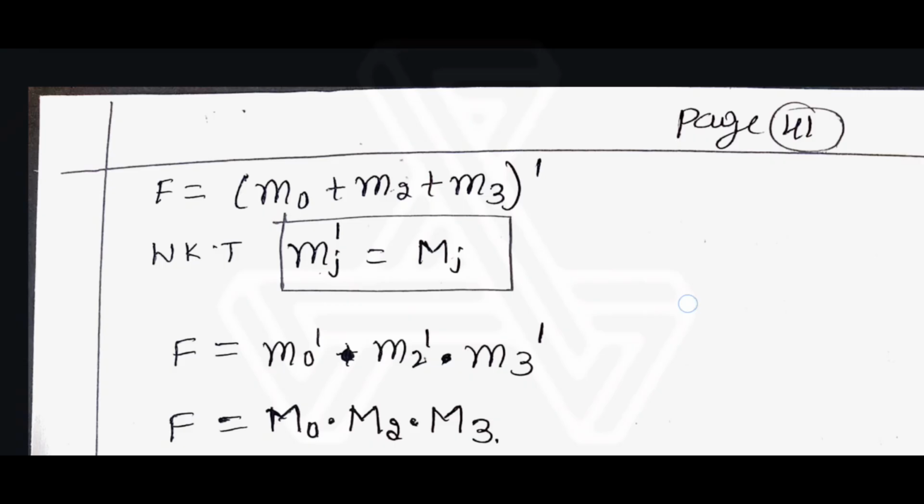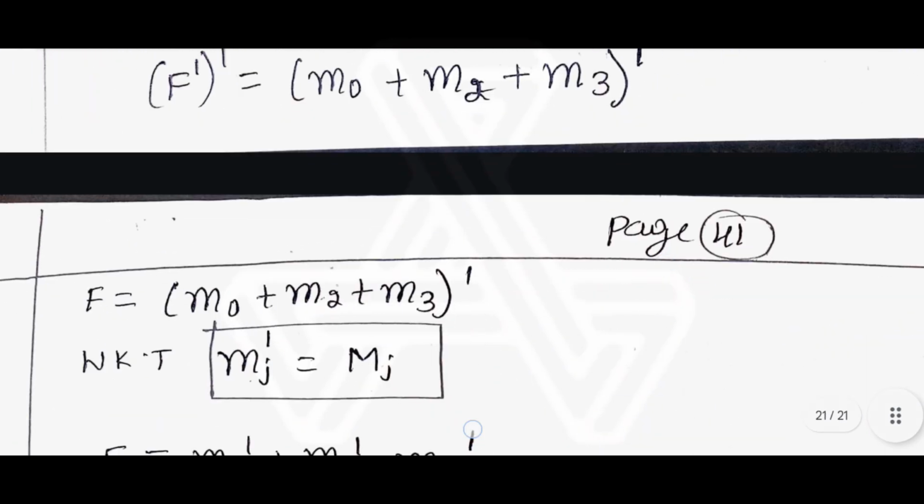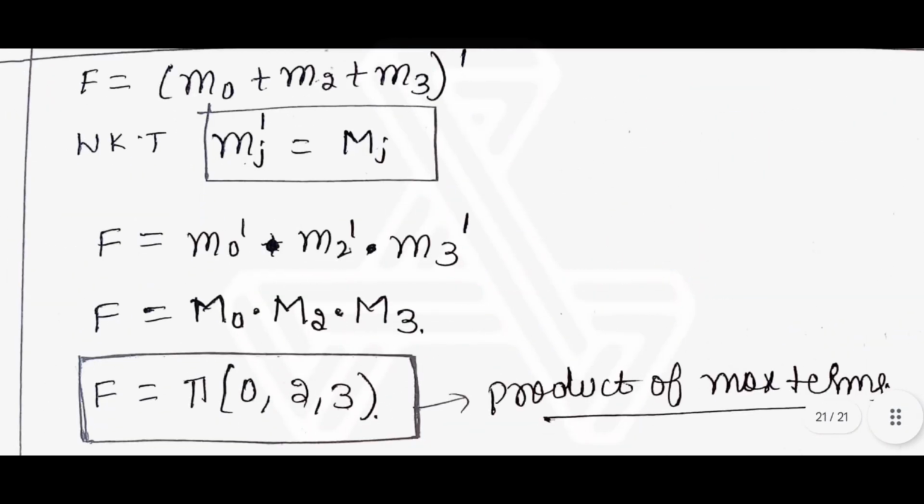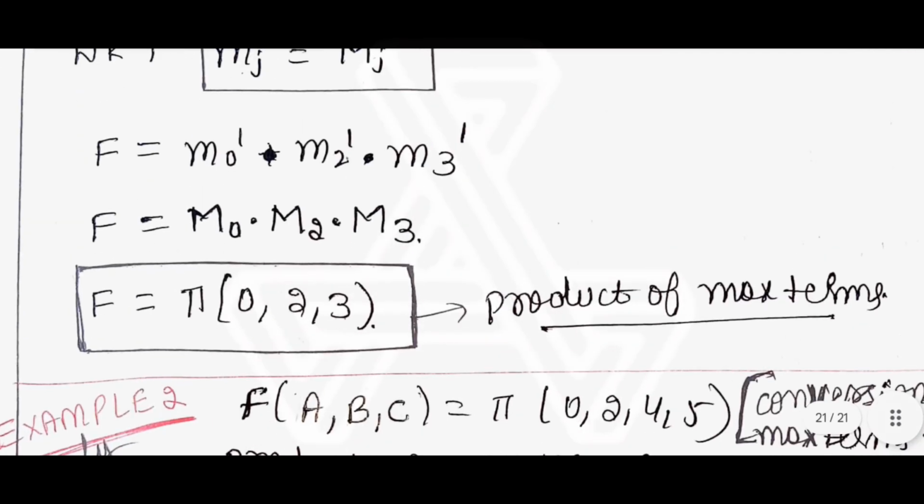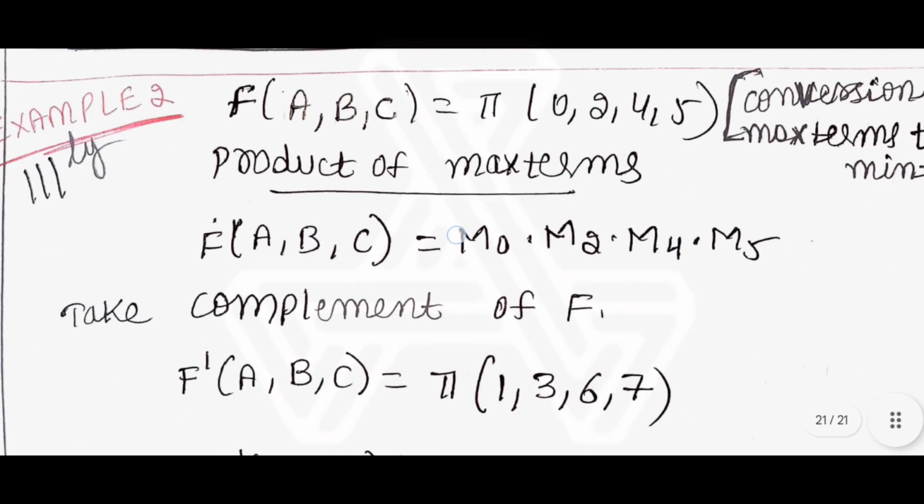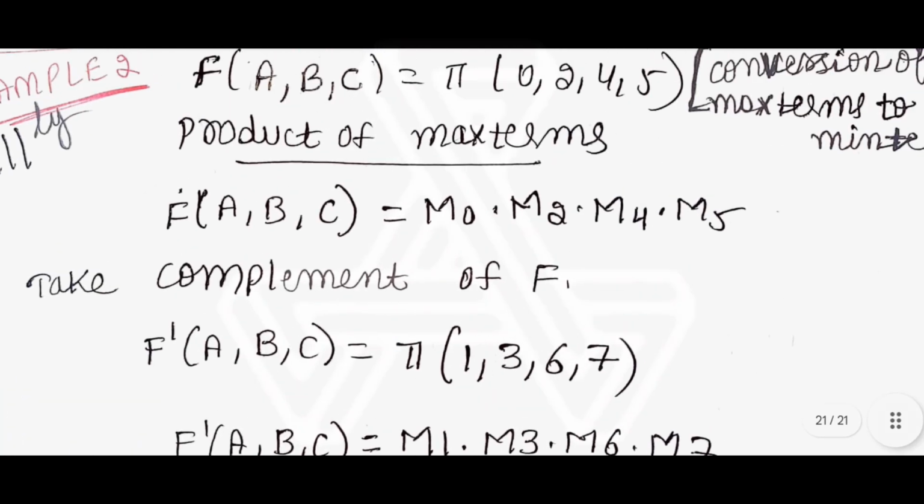m0 plus, let's take a complement of this, sum of min terms. We will be getting m0 dot m2 dot m3. Then pi of 0 to 3, product of max terms. This can be expressed in the product of max terms. So f of abc is equal to pi of 0, 4, 5, product of max terms. Since these are the max terms, we need to do product. m0 dot m2 dot.